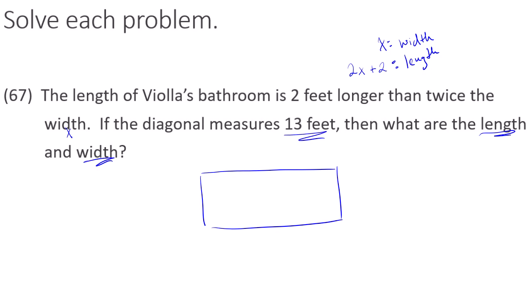Then it says the diagonal measures 13 feet. So here's our diagonal. Draw a dotted line this time. So 13 feet. Then we have 2x plus 2, and we have x. So now we have a right triangle, because it's in a rectangle, that's a right angle. And then we have a triangle here that includes a right angle, so that's a right triangle. So now we're going to remember our Pythagorean theorem, right? One of the most important theorems in all of math.